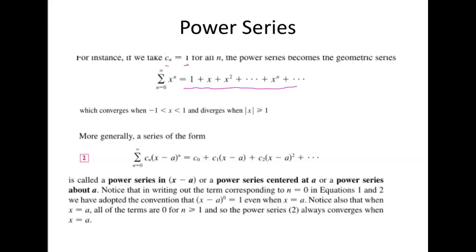It becomes the geometric series sum of x to the n. If x is between -1 and +1, then that series will converge. And if x is bigger than 1 or less than -1, it'll diverge.